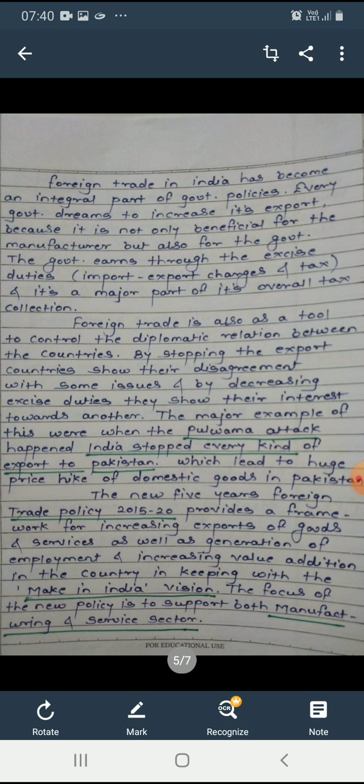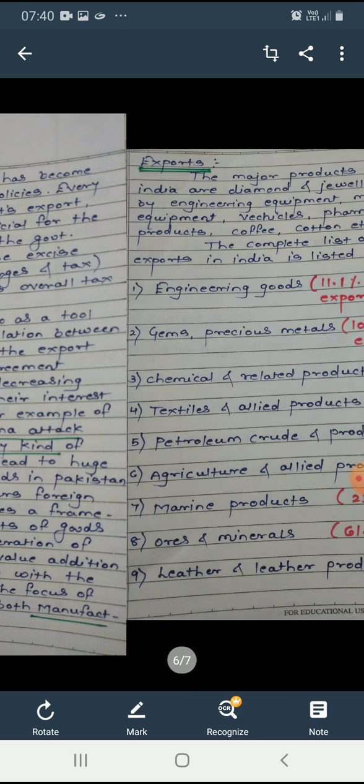The new five-year foreign trade policy, from 2015 to 2020, provides a framework for increasing exports of goods and services as well as generation of employment and increasing value addition in the country, in keeping with the Make in India vision. The focus of the new policy is to support both the manufacturing and service sectors.